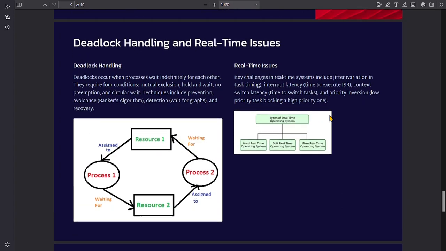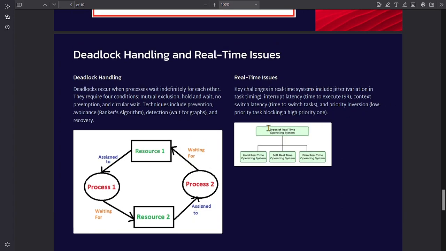Now we go to deadlock handling and real-time issues. A deadlock happens when tasks are stuck waiting for each other indefinitely. For a deadlock to occur, four conditions must be present: mutual exclusion, hold and wait, no preemption, and circular wait. Handling strategies include prevention, avoidance, like the banker's algorithm, detection, and recovery.